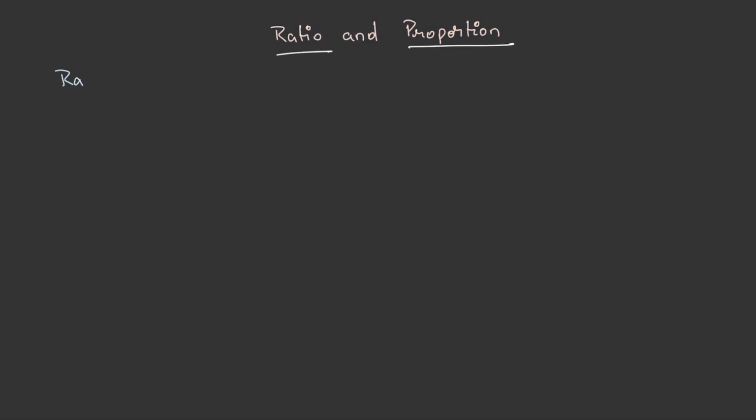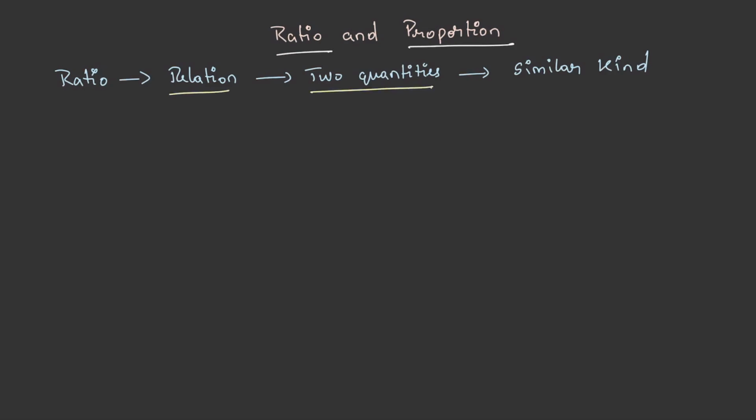Firstly, let's understand the concept. What does a ratio mean? It gives the relation between two quantities of similar kind. What does similar kind mean? Both the quantities, such as A and B, are related only if they are of similar kind. That is, if one quantity is given in rupees, the other should also be in rupees. Then the ratio can be written as A by B or A:B.